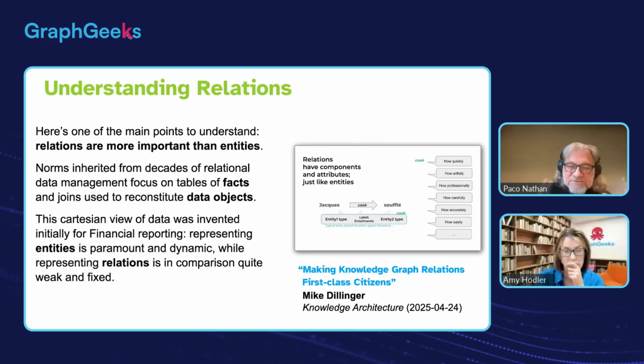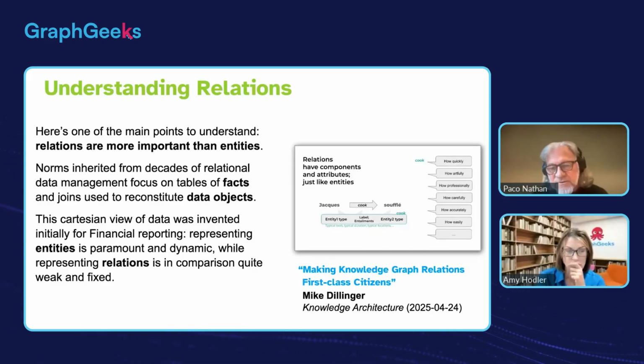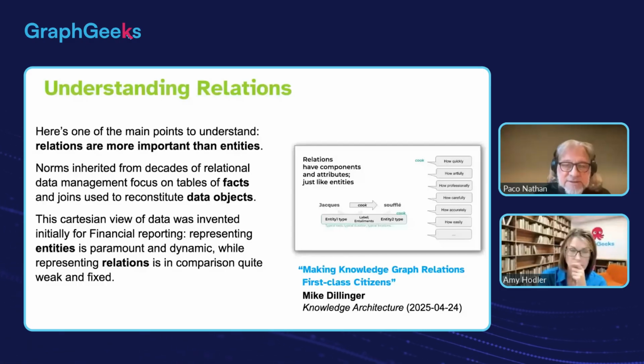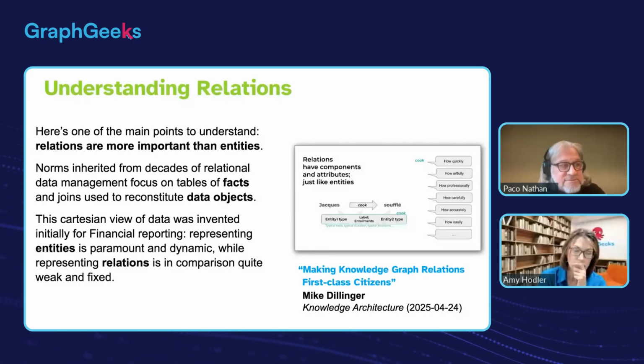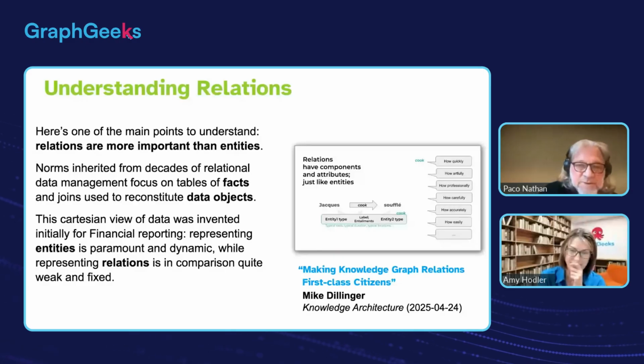But representing relations is important. And I'm going to point out a few times a series of articles called Knowledge Architecture. It's by Mike Dillinger. If you know the history, Mike Dillinger comes from really more of a linguistics background. He was hired to formalize graph practices at eBay, and then went over to LinkedIn, spent years formalizing graph practices at LinkedIn. It's a really hard problem. He has an excellent discussion about this called Making Knowledge Graph Relations First-Class Citizens. And I love everything that Mike publishes. So look to him to talk more about this.